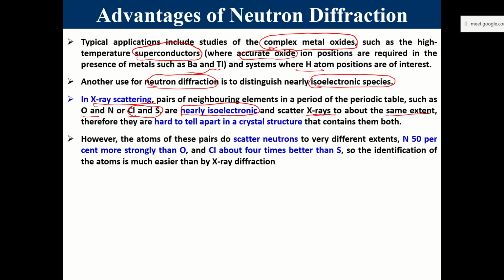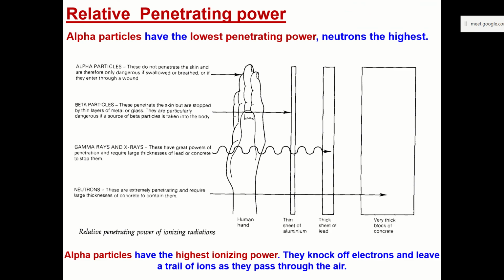But if you use neutrons for the scattering, then you can distinguish between nitrogen and oxygen, because nitrogen scatters at least 50% more strongly as compared to oxygen. And chlorine will scatter around 4 times better than sulfur. So the distinction between chlorine and sulfur, nitrogen and oxygen can be made in a better way.